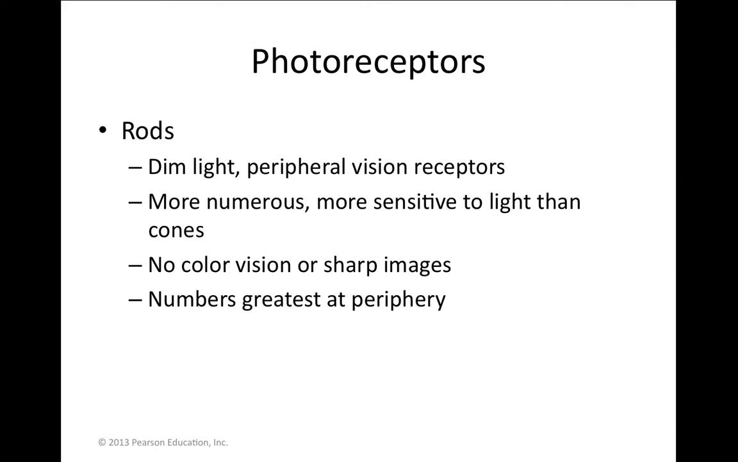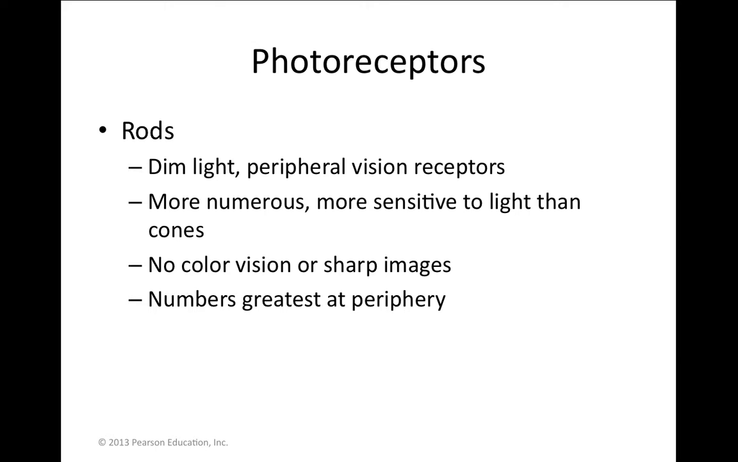So these would be like your black and white TVs. Okay, you get the gray images. It's slightly blurry, but you can still, little amounts of light can actually activate these rods. So they're most numerous at the periphery, and these will be utilized a lot more in the dark.